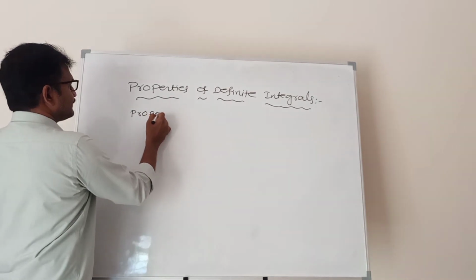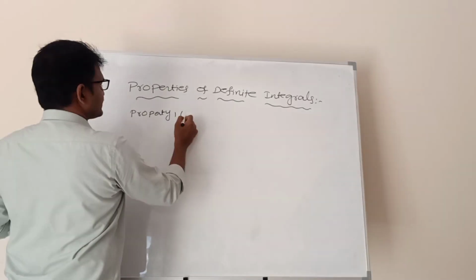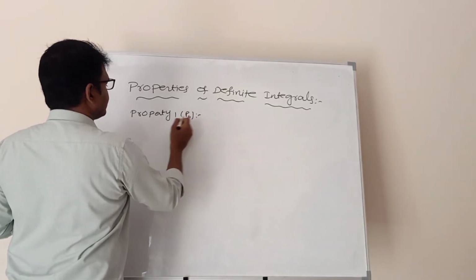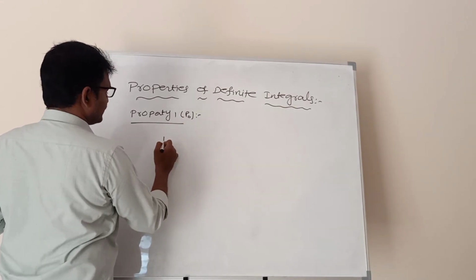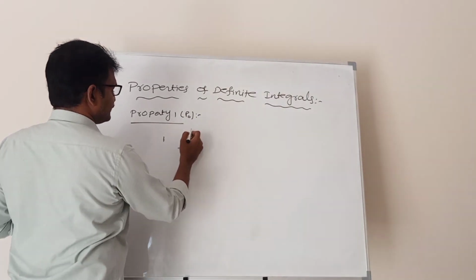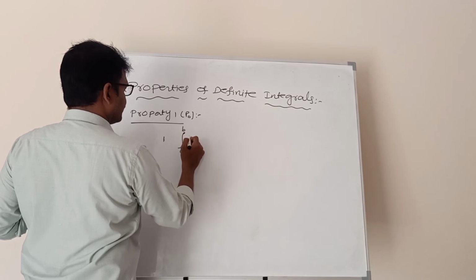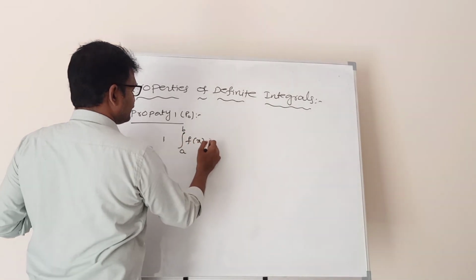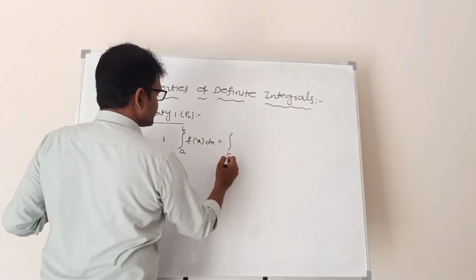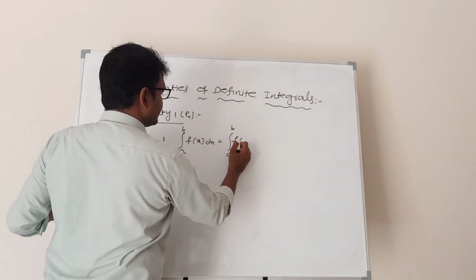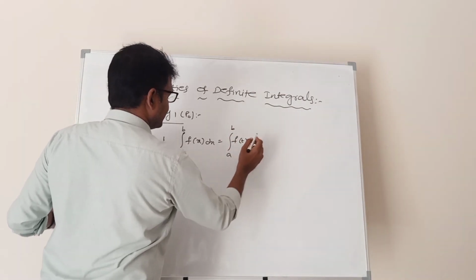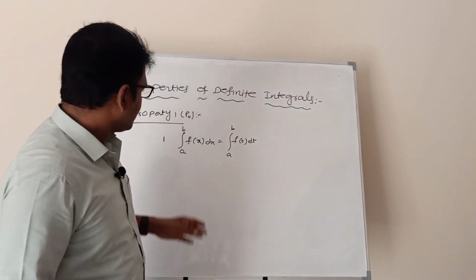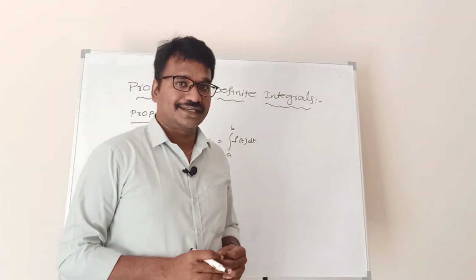Property number 1 is the integration from a to b of f of x dx is equal to the integration from a to b of f of t dt. This is property number 1 in definite integrals.